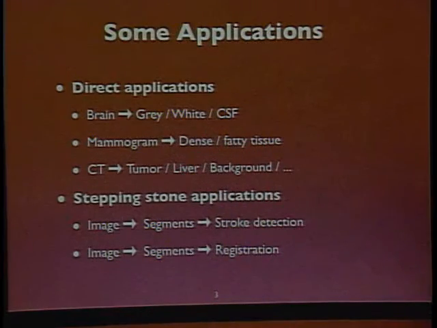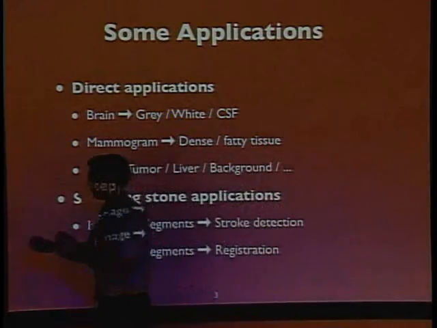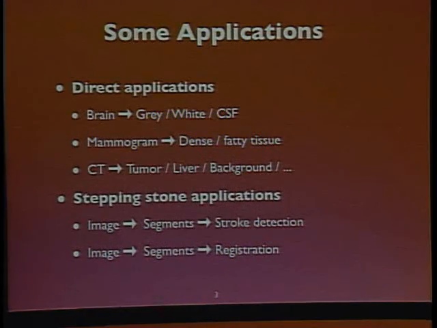Similarly, in mammography, your risk of acquiring breast cancer goes up the more dense tissue is in your breast, and it's relative to the proportion of dense as opposed to fatty tissue that your breast is composed of.